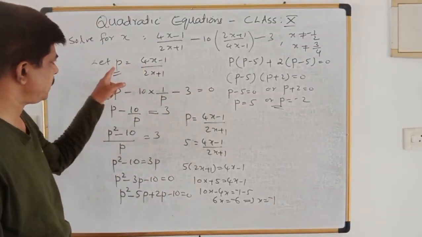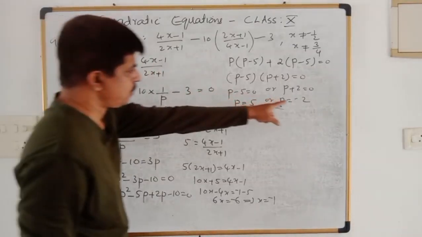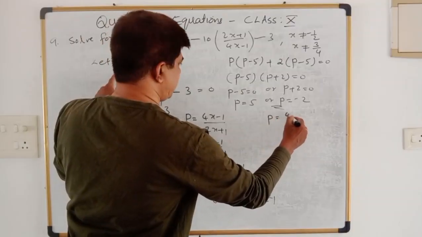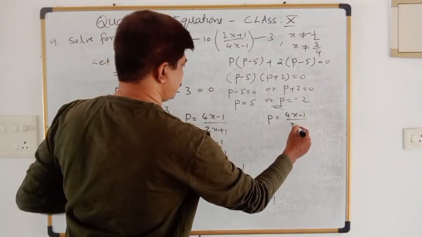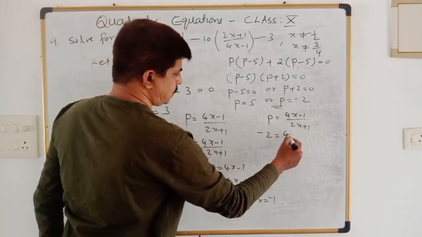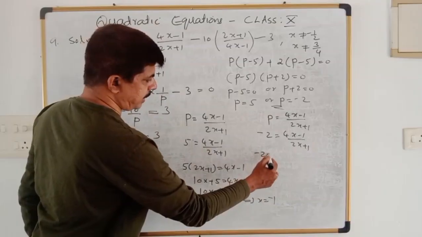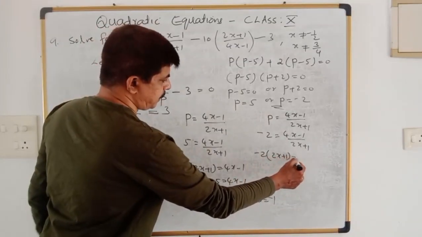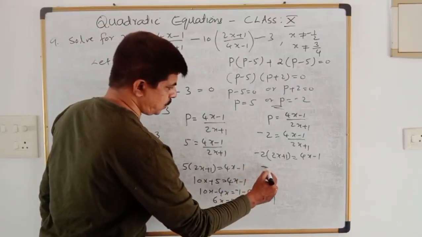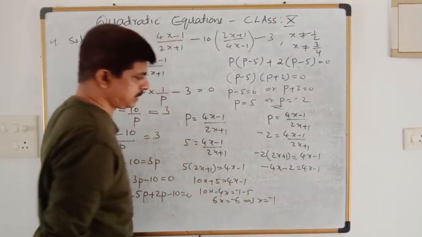Again this p, in the assumption, now we have assumed p, no? p will be substituted by negative 2. p equals (4x minus 1) by (2x plus 1), and p is substituted by negative 2. So, again cross multiplication: minus 2 into (2x plus 1) is equal to 4x minus 1. So minus 4x minus 2 equal to 4x minus 1.